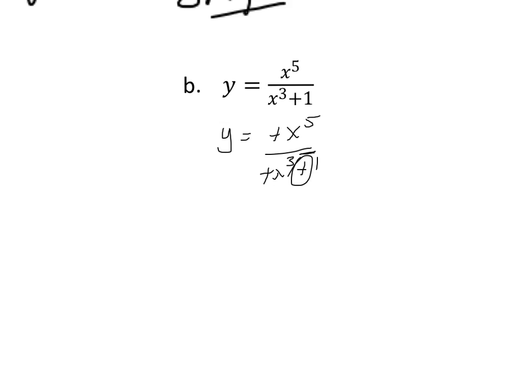Origin symmetry. Let's see. Negative y equals negative x to the 5th over negative x cubed plus 1. Okay, so if I change all my signs, do I get the same equation? I don't, do I? Okay, that kind of screws everything up, because what that plus 1 does is shift the whole graph up 1, so it screws up all sorts of symmetry there.